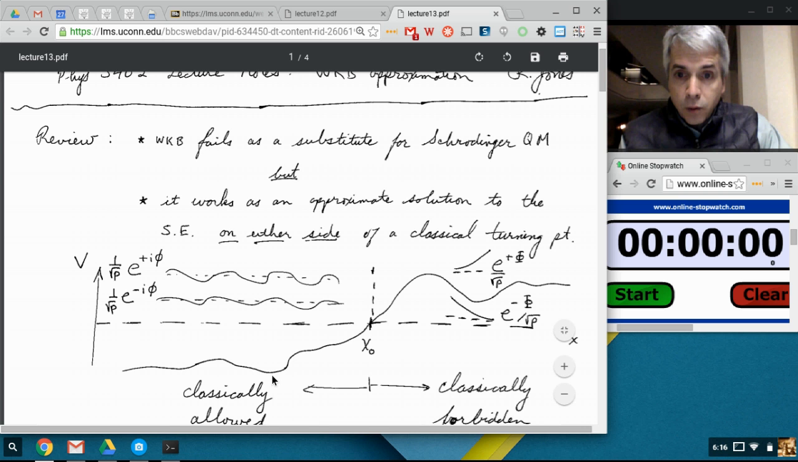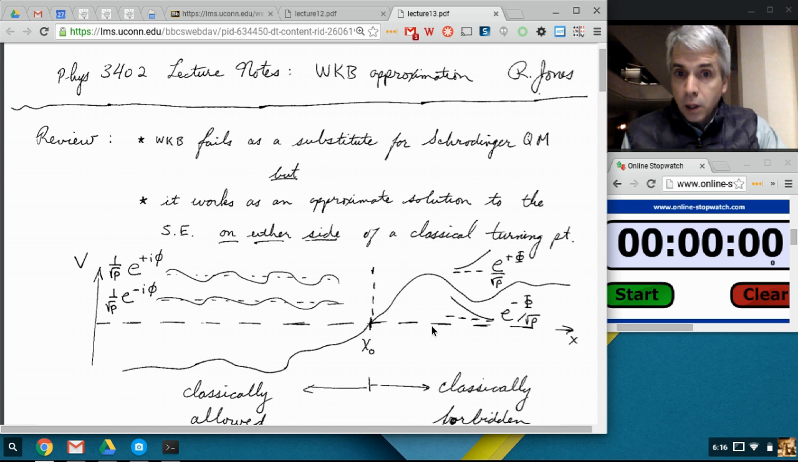That's classically allowed. However, at some point you see the potential passing through the energy, and then classically you would say this is a turning point and that these values of x beyond x naught would be disallowed. But quantum mechanically, through tunneling, they are allowed, and so as long as the potential doesn't go too high above the energy, you should get an appreciable probability of finding the particle in that region in space.